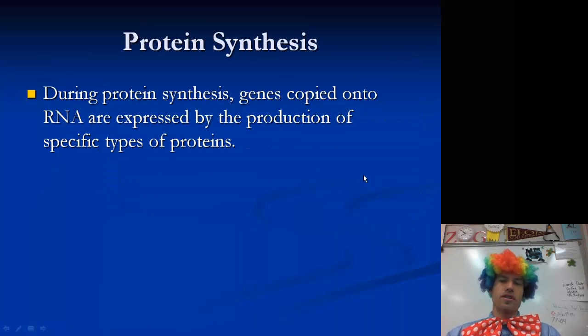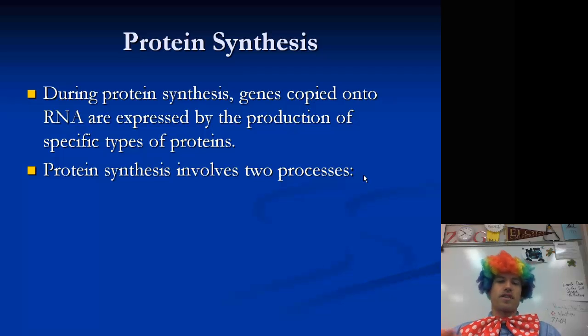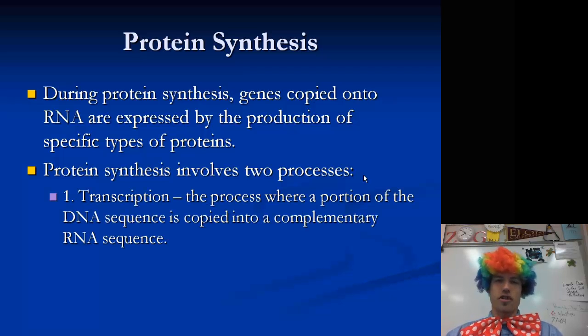So during protein synthesis, genes copied into RNA are expressed by the production of specific types of proteins. Protein synthesis involves two processes. We've got transcription, and this is where the DNA sequence is copied into a complementary mRNA sequence.